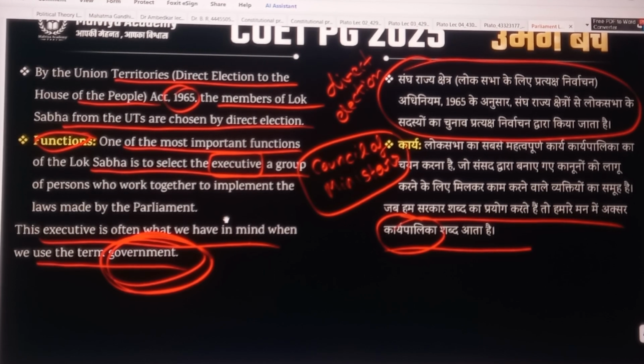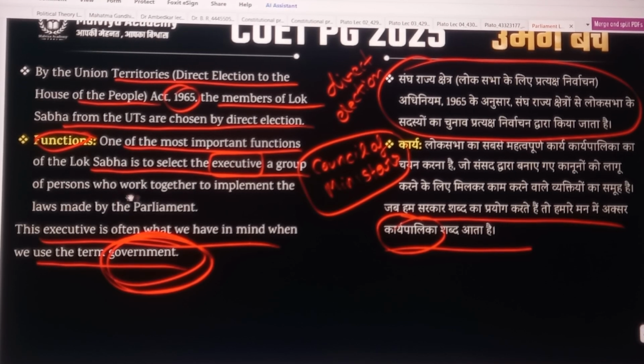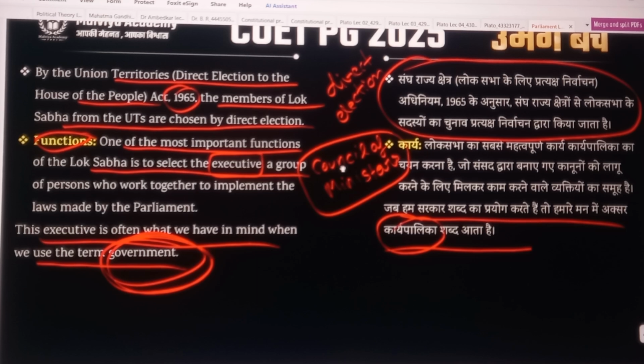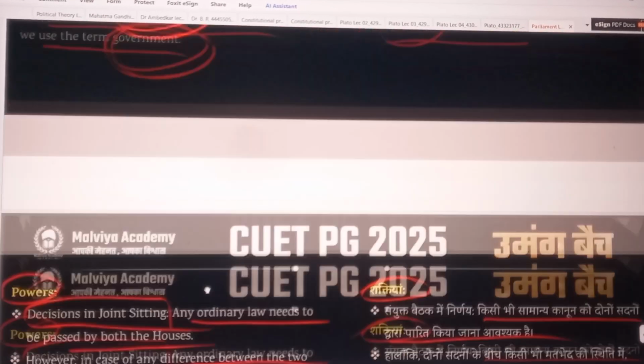So function: the main function of the Lok Sabha is to appoint the council of ministers. Means one of the most important functions of the Lok Sabha is to select the executive, a group of persons who work together to implement the law made by the parliament. Means to select the executive, represented here by the council of ministers, through whom the prime minister works. This executive is often what we have in mind when we use the term government.